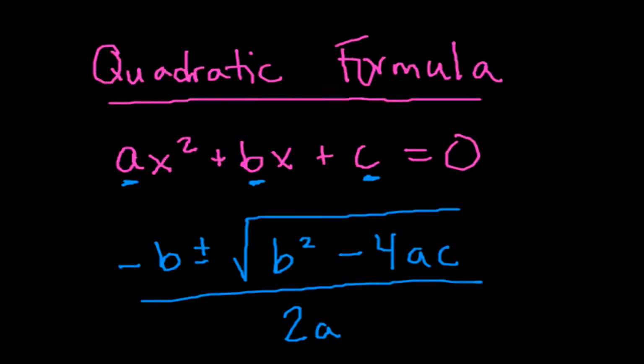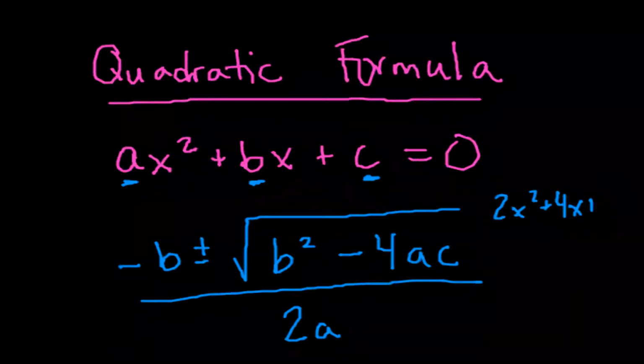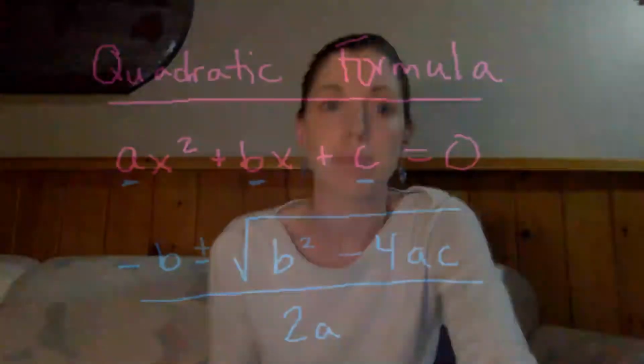A and B are the coefficients of x. It doesn't include x. So if this was like 2x squared plus 4x plus 3 equals 0, A would be 2, B would be 4, C would be 3. It wouldn't be like A is 2x squared. A is 2. It's just the number, just the coefficient. Okay, so that is the quadratic formula. Hopefully that sounds vaguely familiar.